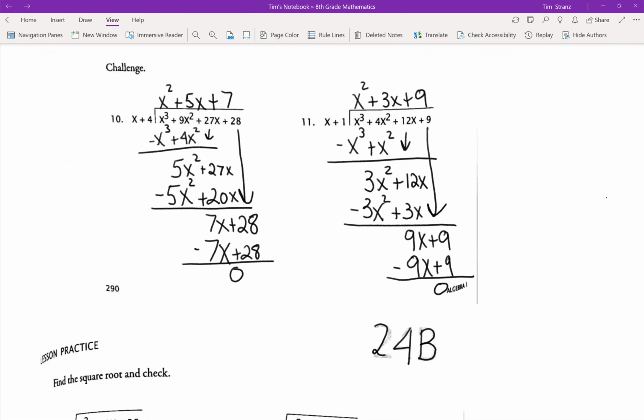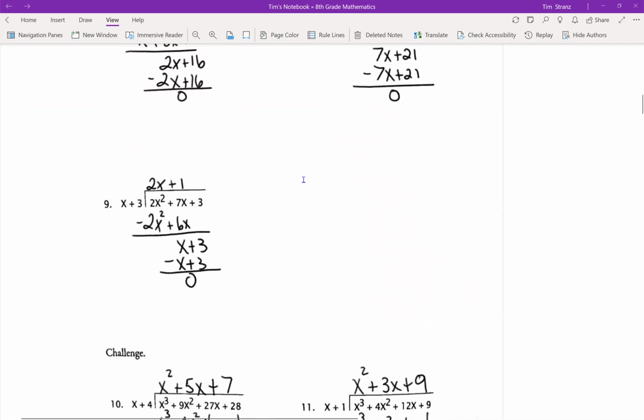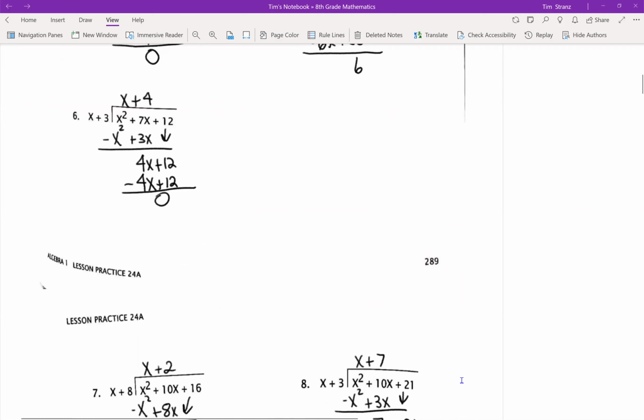All right, that is it for lesson 24A. Not too difficult once you start doing a lot of them. That's why it's good to practice multiple ones. You will get the hang of it very, very simply. All right, I will see you next time.